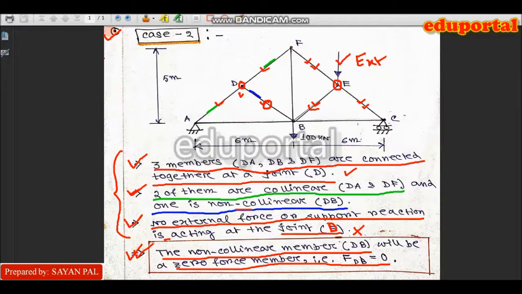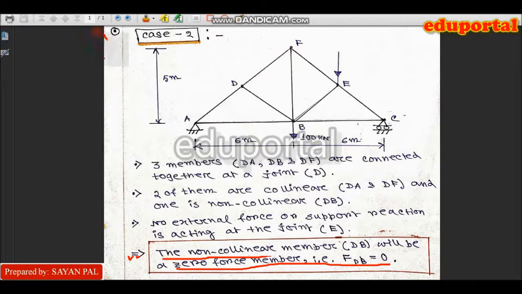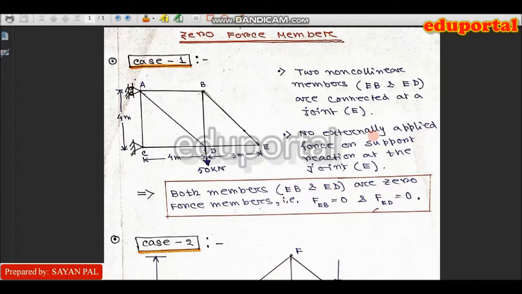Okay, so these are the two cases generally found in truss analysis, and the concept of zero force member is very essential for the analysis of truss. Okay, I hope your concept about zero force member is clear now.